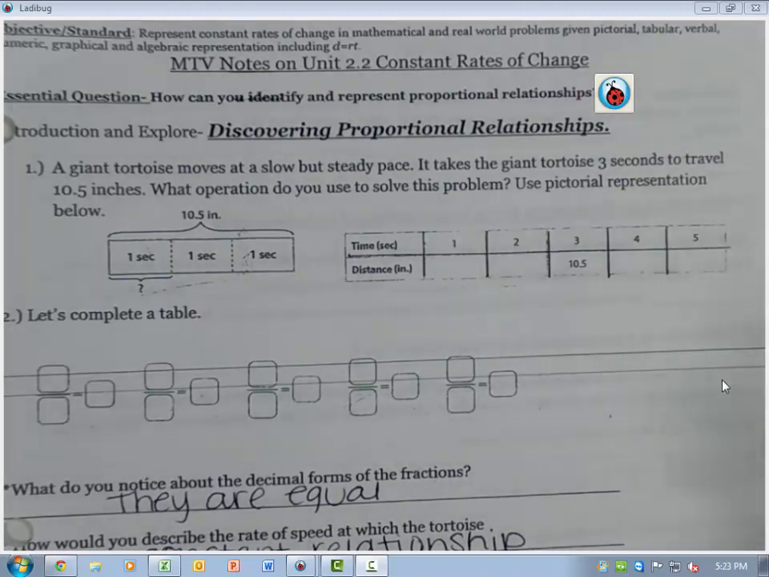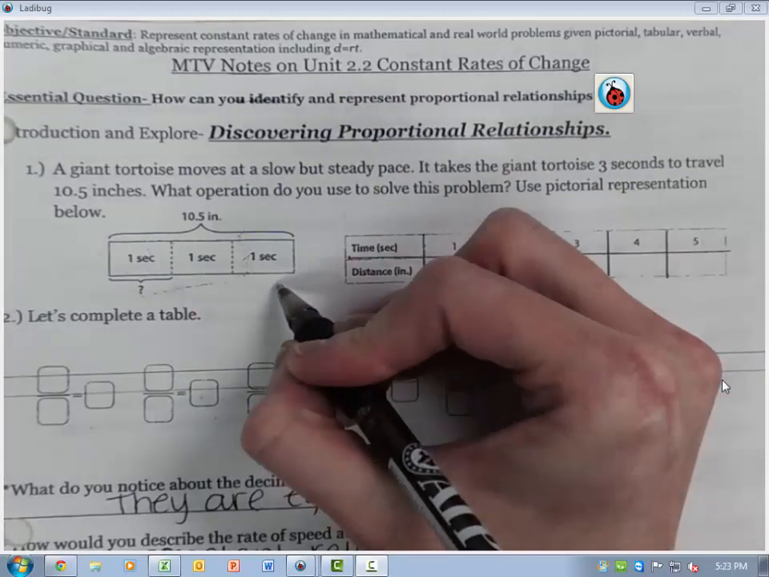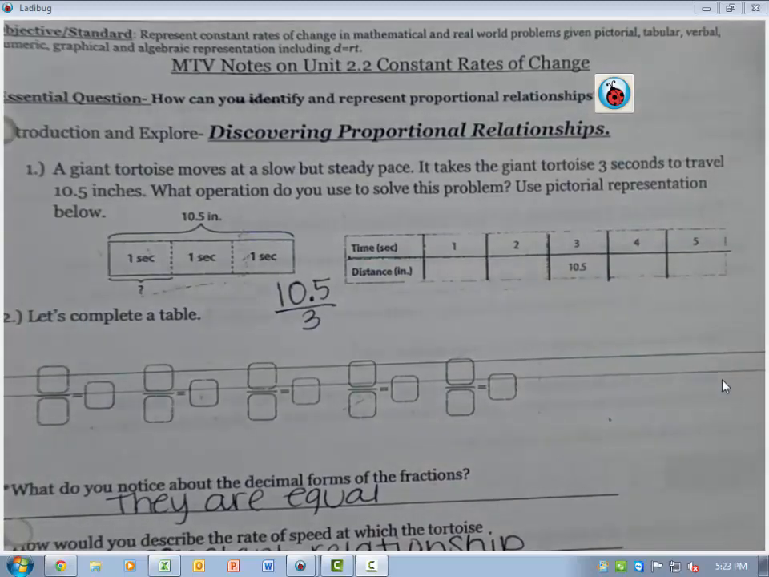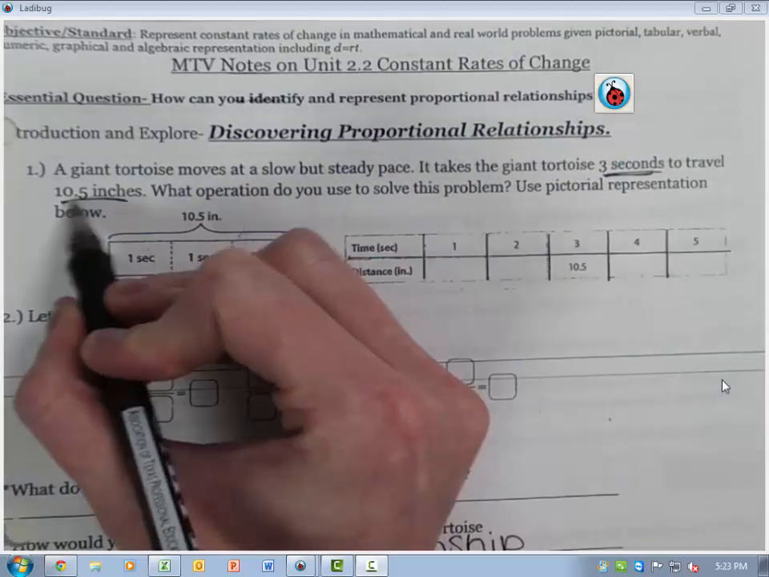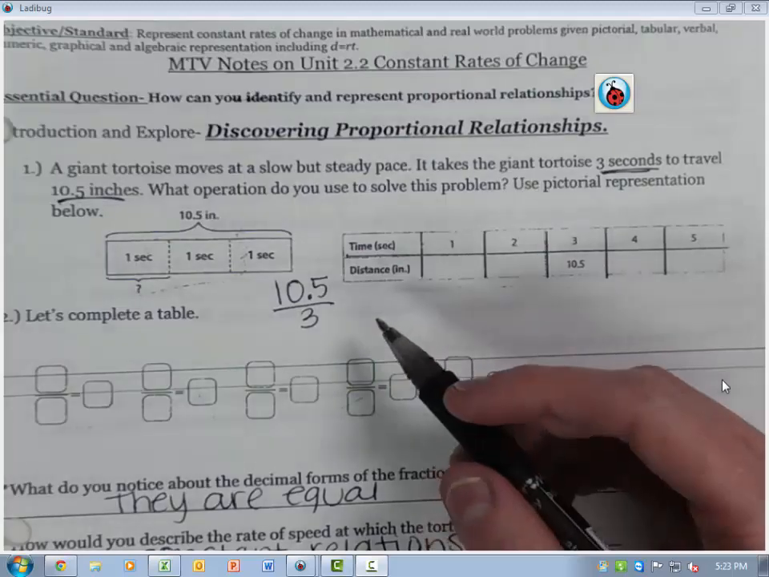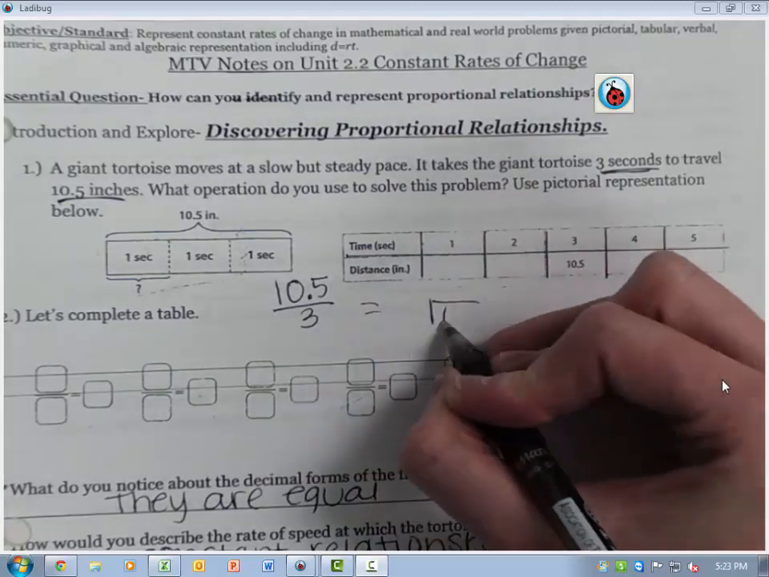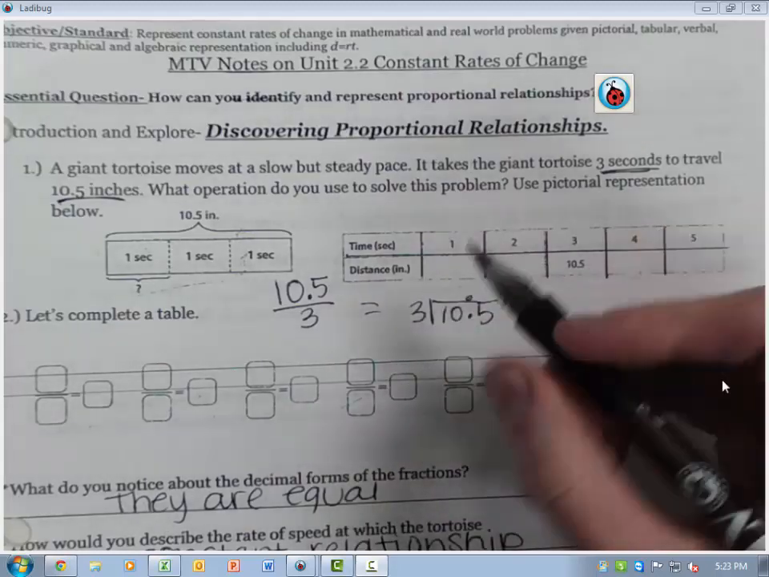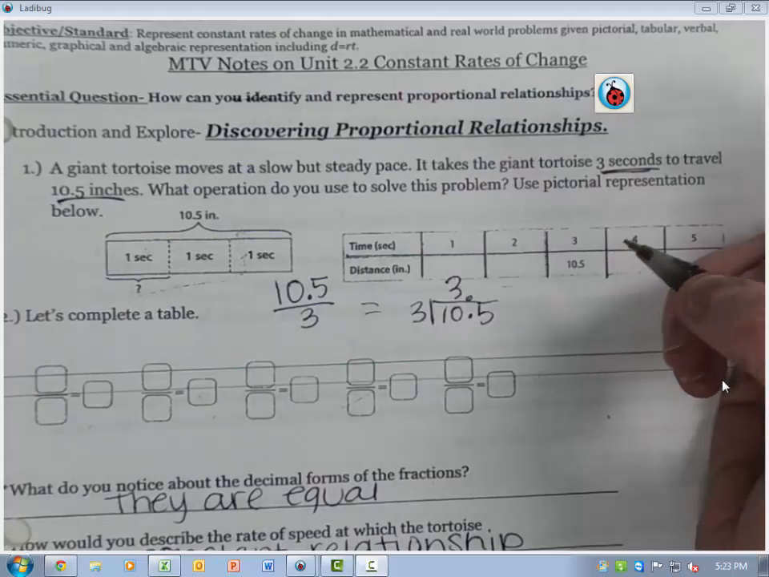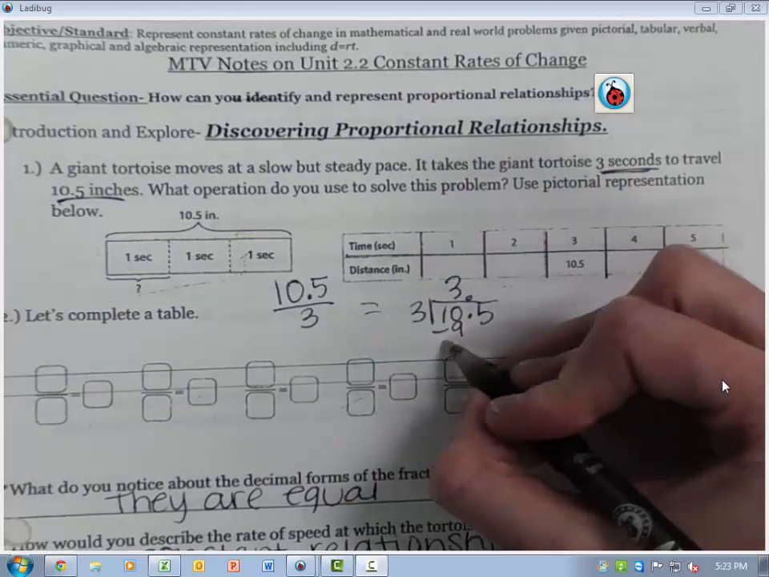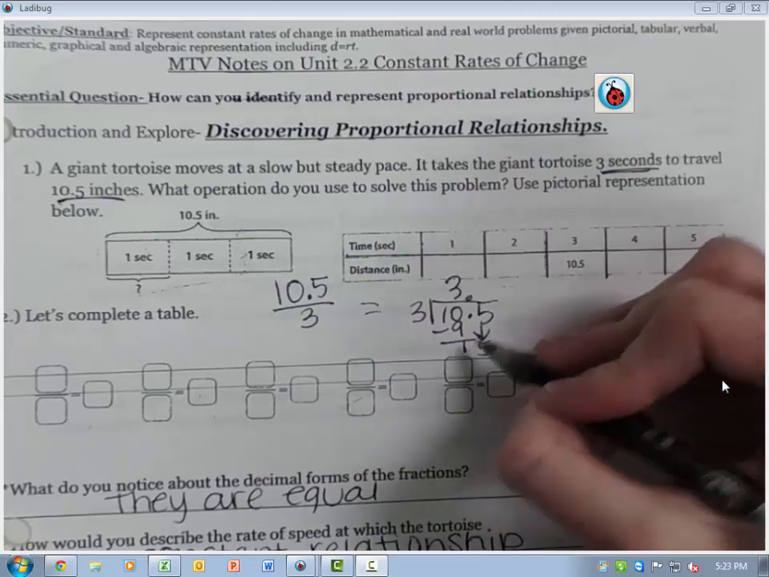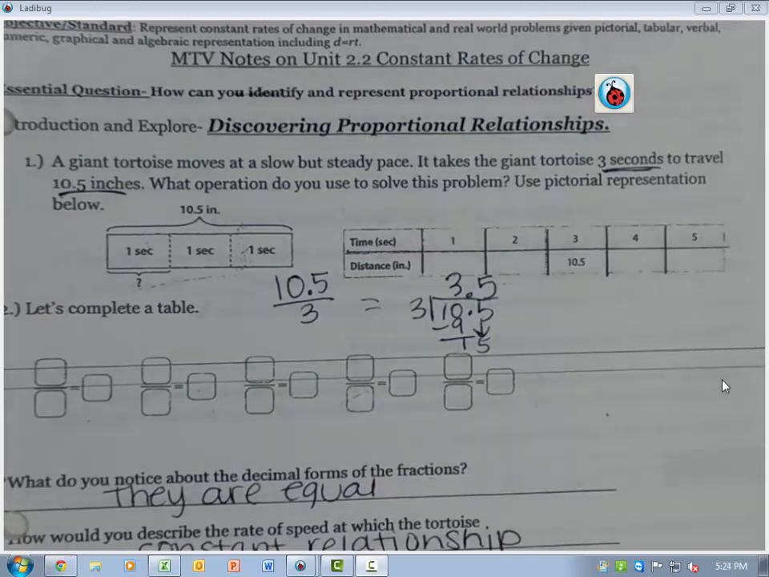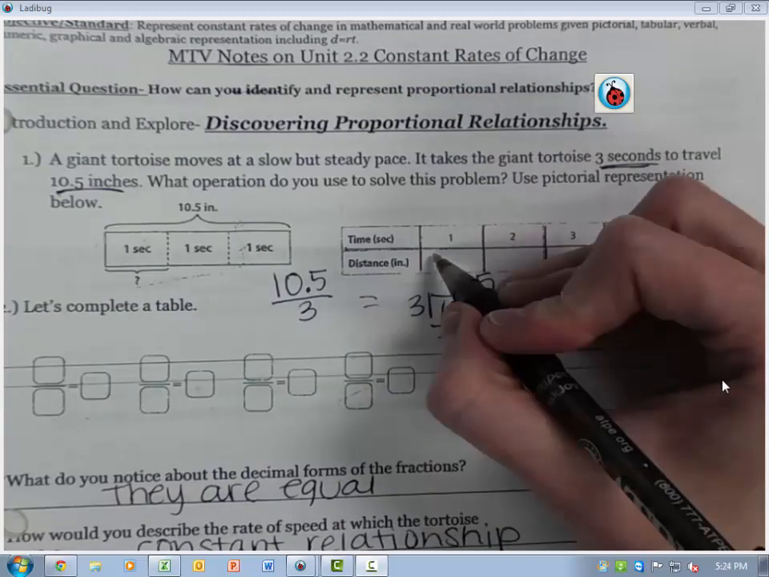Very good. We are going to divide 10.5 divided by 3, because we want to know how many inches per second. So when we divide this, bring it up, we're dividing by 3. So 3 goes into 10 3 times. Very good. Minus 9, bring down the 5, so 3 goes into 15 5 times. Very good. So we have how much it is for unit rate, how much happens in 1 second. So let's go ahead and put 3.5 here.